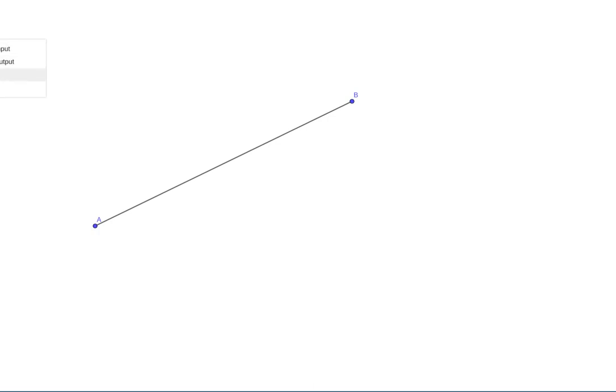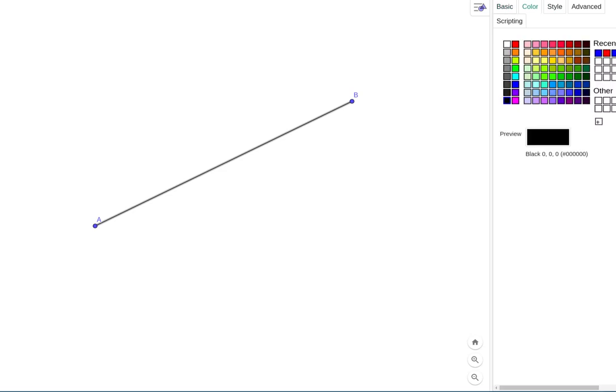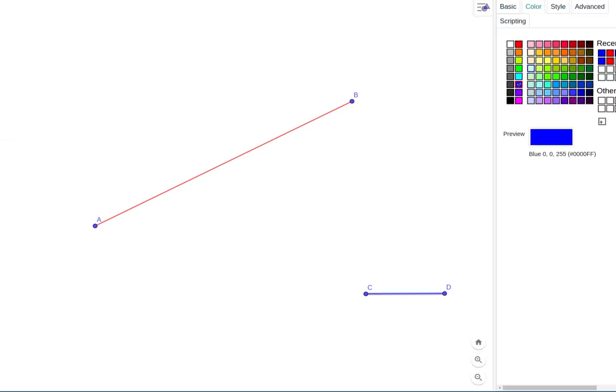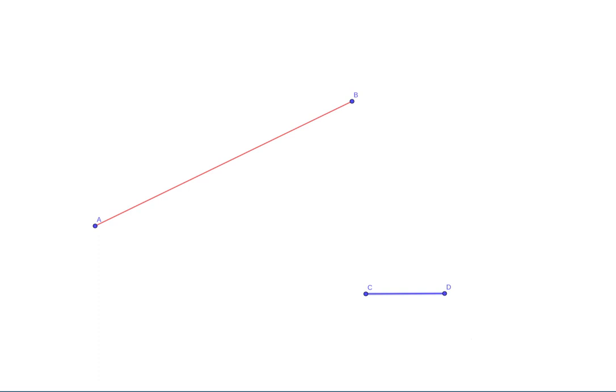And we are given another, well, let's change that one so that we know that it's one of our given ones. Let's change that color. And then we are given another shorter line segment. Let's say that one is over here at CD. Since that's also one of our given line segments, let's change that color so that we know it was one of our given ones. And let's make that one blue.